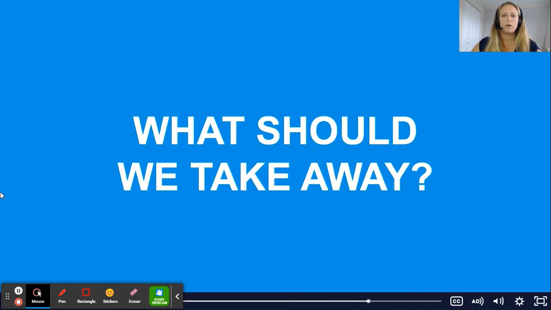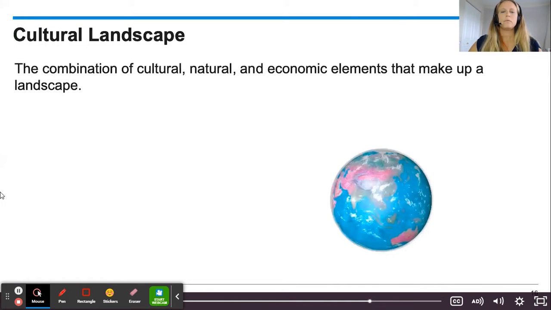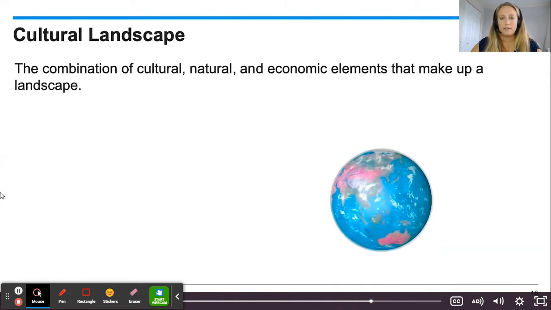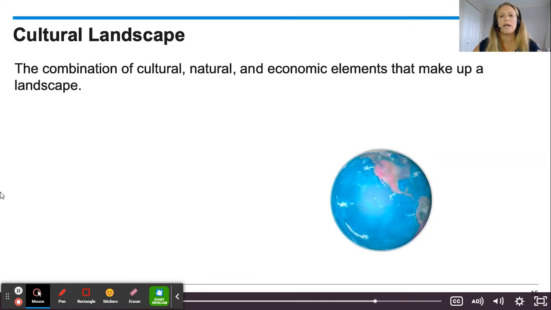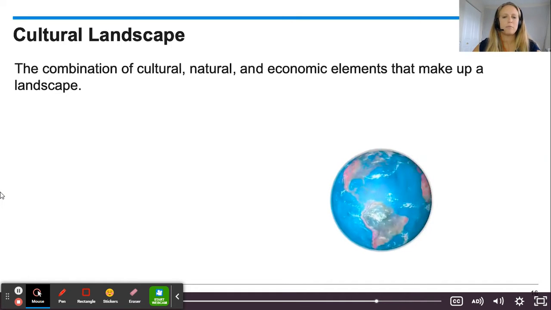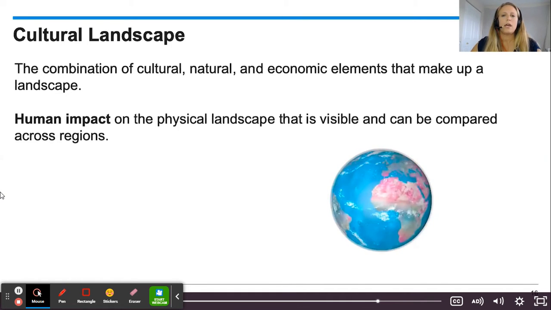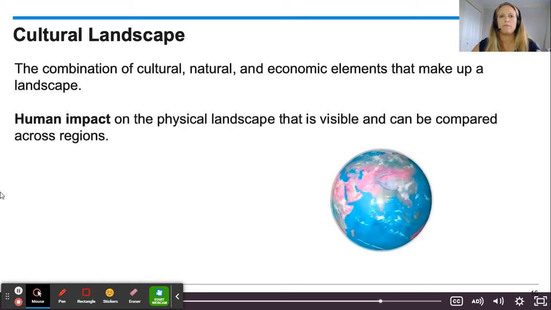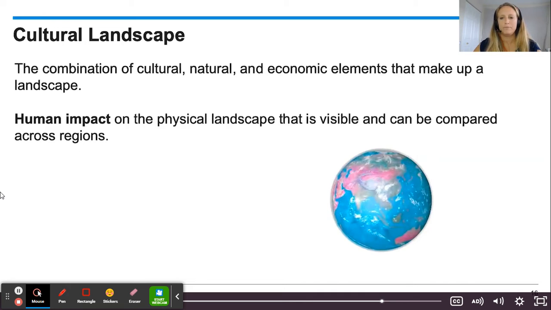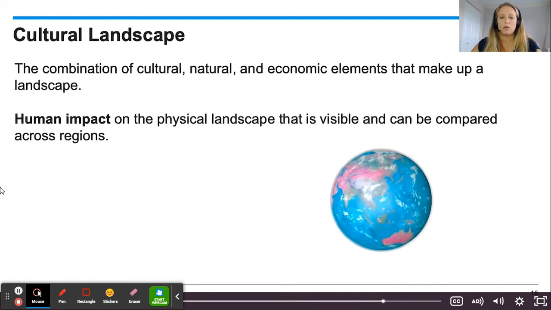So what should we take away from all of this? Make sure you know the definition of cultural landscape and be able to reword that definition. So knowing it's the combination of cultural, natural, and economic elements that make up that landscape. And more importantly, that it's really just the human impact that we can see on that physical landscape that's visible and can be compared across regions.